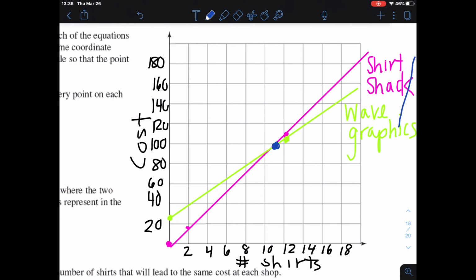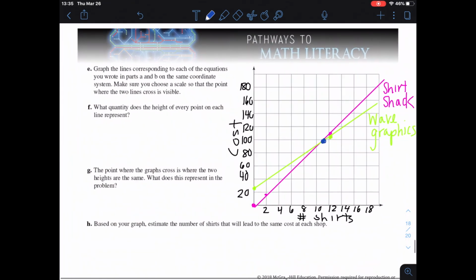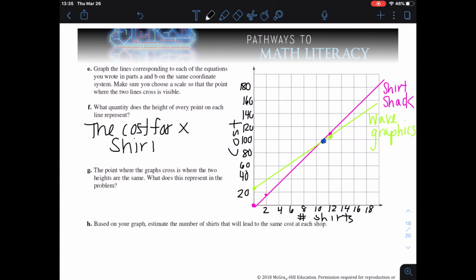So now we want to answer some questions based on this graph. What does the height of every point on the line represent? That's basically the y value, and that is the cost for X shirts. The points where the graphs cross is where the two heights are the same. So what does that represent? They're both representing cost, so this would be where the costs are the same.